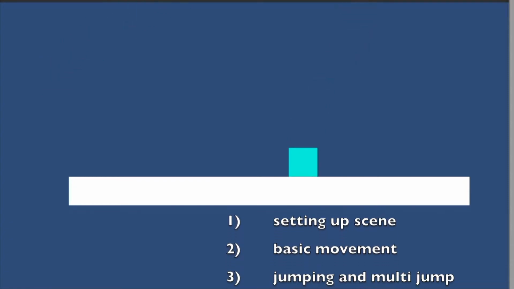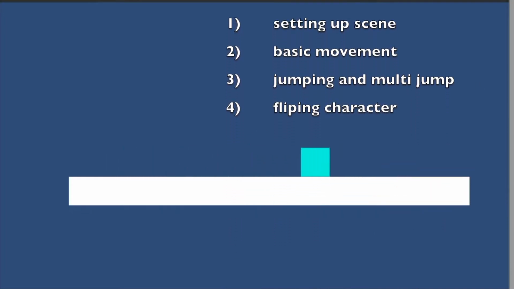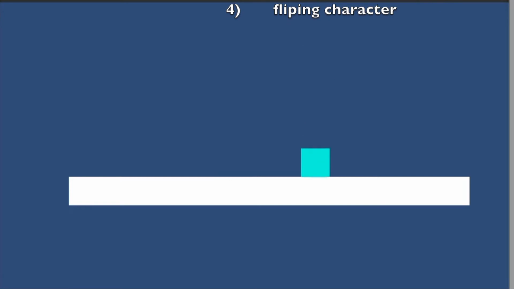Hi, this video is going to show you how to make an advanced yet simple movement system for 2D platformers. This video is going to go over setting up the scene, basic movement, left and right, jumping and multi-jumping, and flipping the character to face the way you're moving.